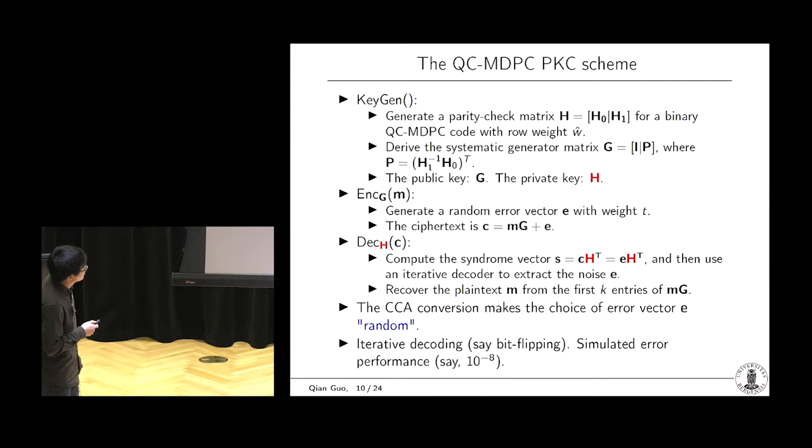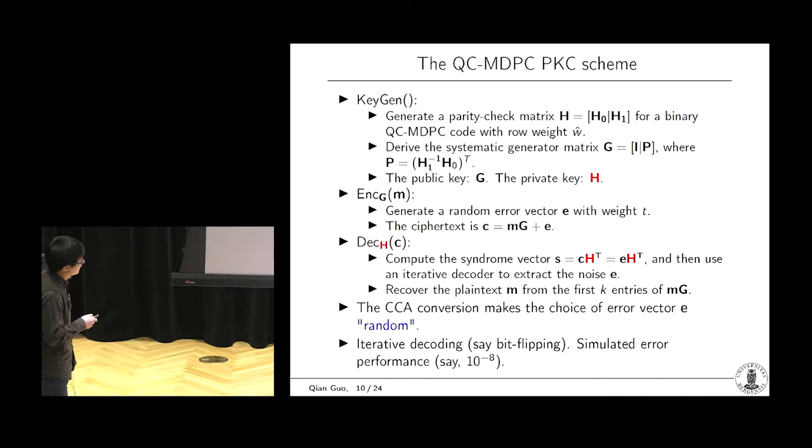For key generation, we generate a parity check matrix, and this is sparse because we have a small row weight. And then we derive this systematic generator matrix, and this is dense because of this operation, it's a dense matrix P. So the public key is this dense matrix and the private key is this sparse matrix.